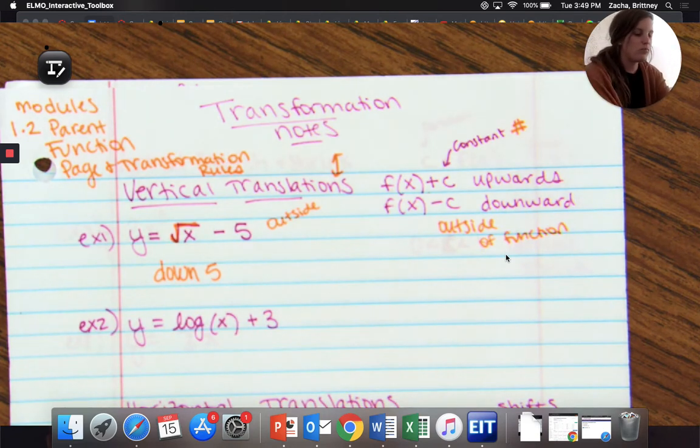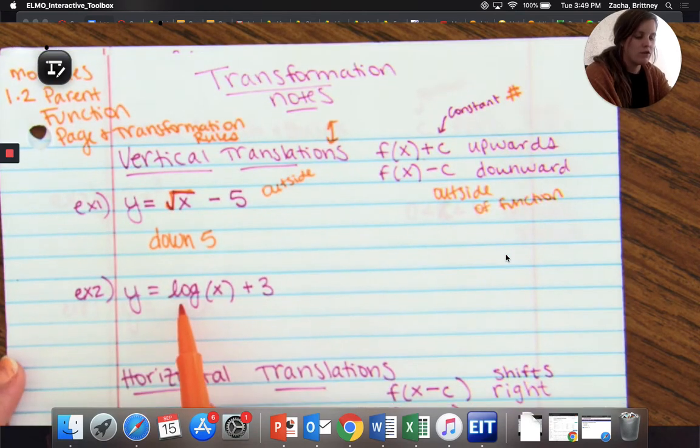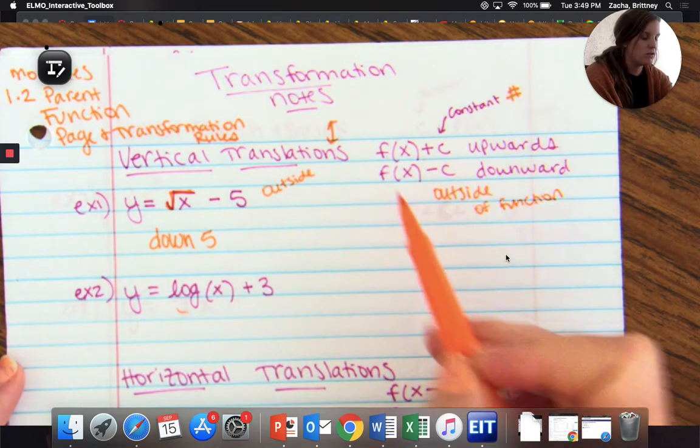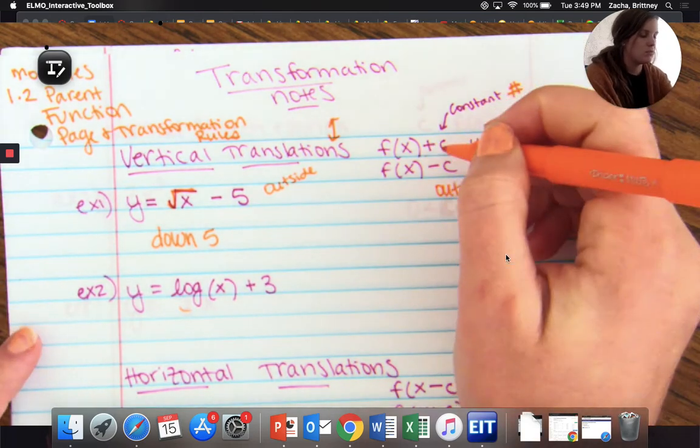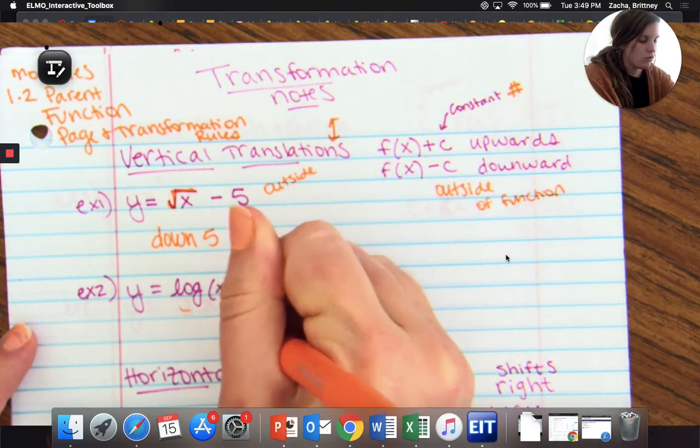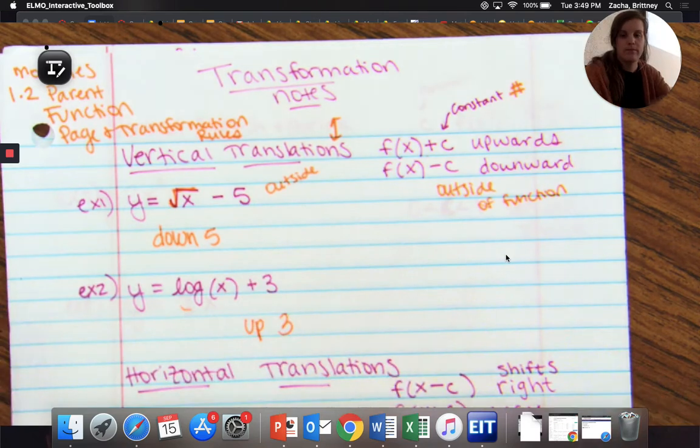Then here we have a different function. We have log, and notice the plus 3 is not in with the x, it's on the outside, so we know it's one of these two things. It's going to be a vertical translation, and since it's plus, this would move up 3. That's it, compared to the parent.